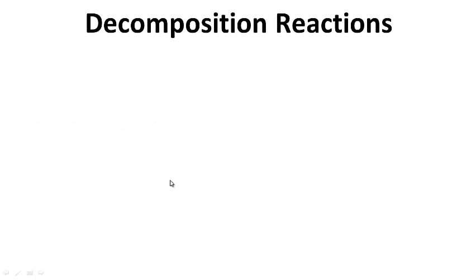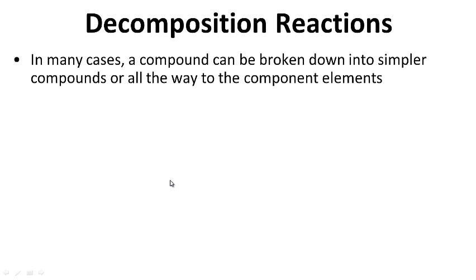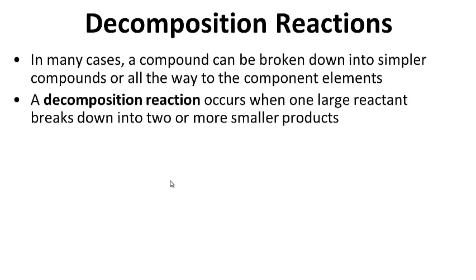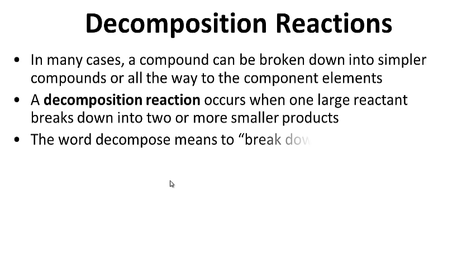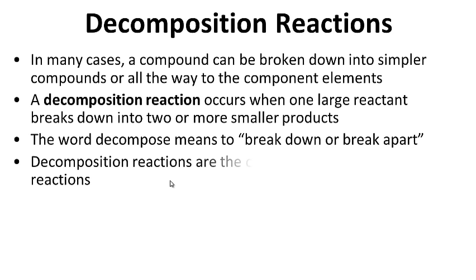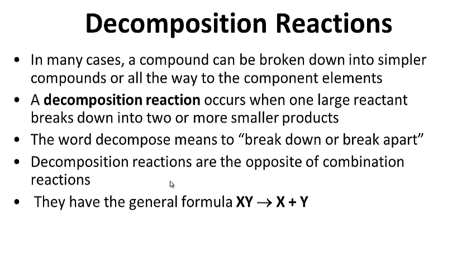Okay, so decomposition reactions. In many cases, a compound can be broken down into simpler compounds or all the way to the component elements. A decomposition reaction occurs when one large reactant breaks down into 2 or more smaller reactants or products. The word decompose means to break down or break apart. So decomposition reactions are the opposite of combination reactions. They have the general formula, XY breaks down into X plus Y.